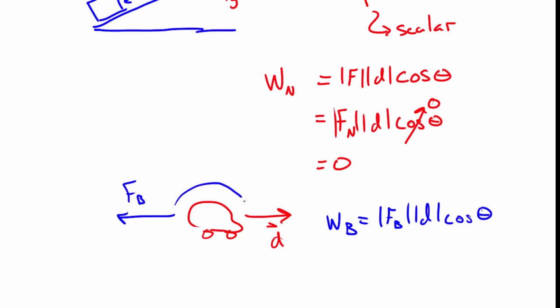In this case, theta is this angle. They're anti-parallel, so theta is 180 degrees. The cosine of 180 degrees is negative 1. So the work done by the brakes is negative times the force due to the brakes, which has got to be a positive number because it's a magnitude, times the displacement, also positive. So the work done by the brakes is definitely negative. The use of the dot product allows us to capture all these sign conventions while still allowing work to be a scalar, as it should be. So we're happy about that.